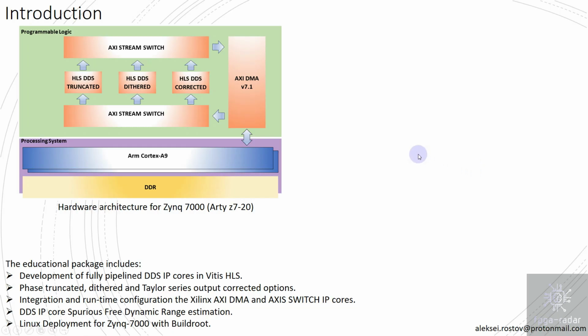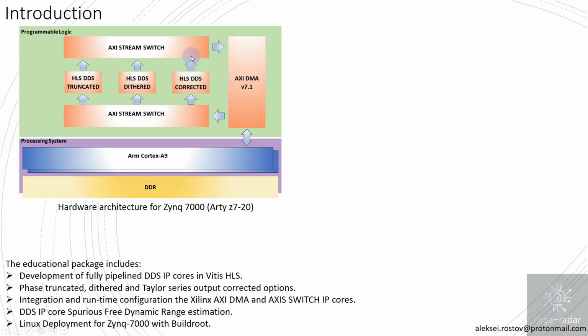I would like to start with the hardware design from the educational package. The hardware design includes the processing system of the Zynq 7000 and programmable logic. In programmable logic, there are three DDS IP core implementations, namely a straightforward implementation with a truncated phase, and two more implementations in order to improve spurious-free dynamic range. So there are DDS with phase dithering and DDS with correction of the output by using Taylor series.